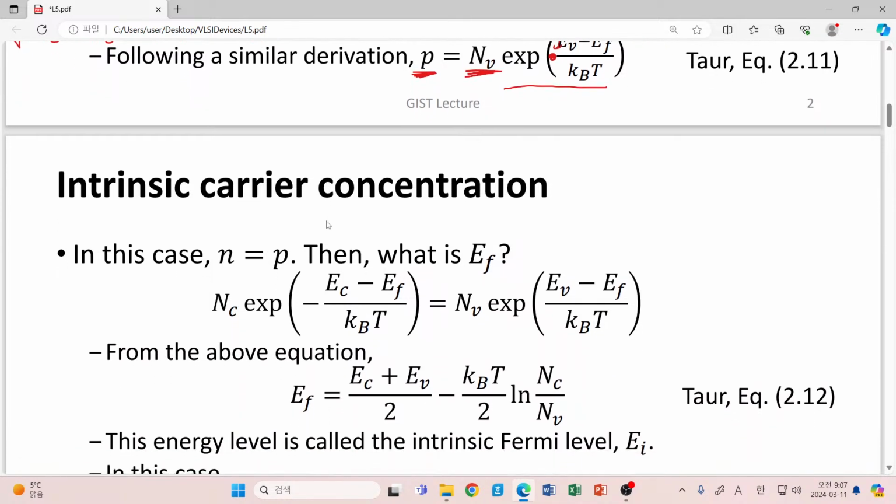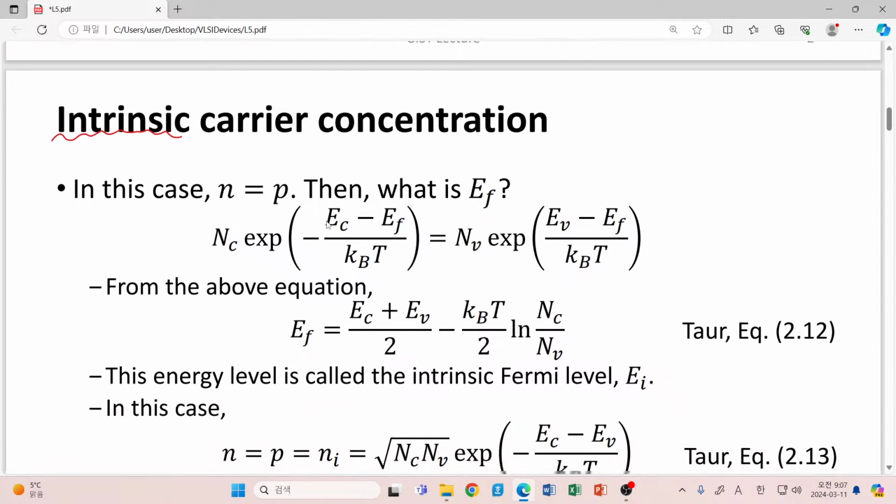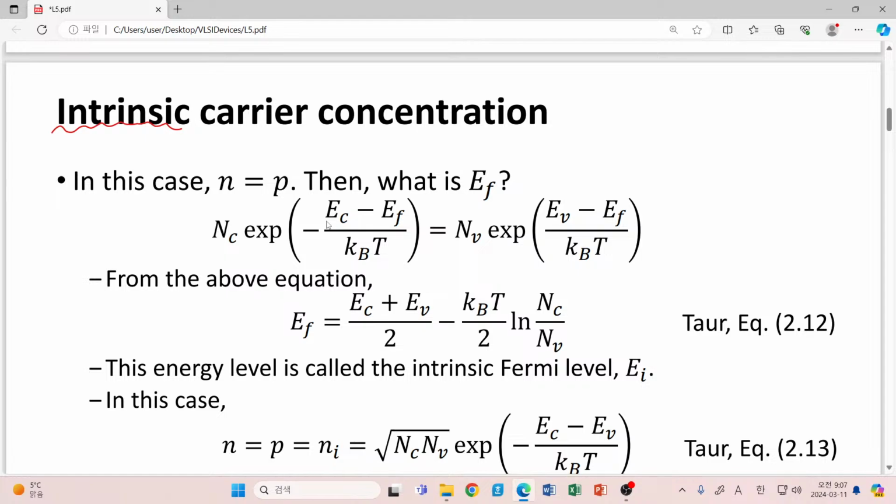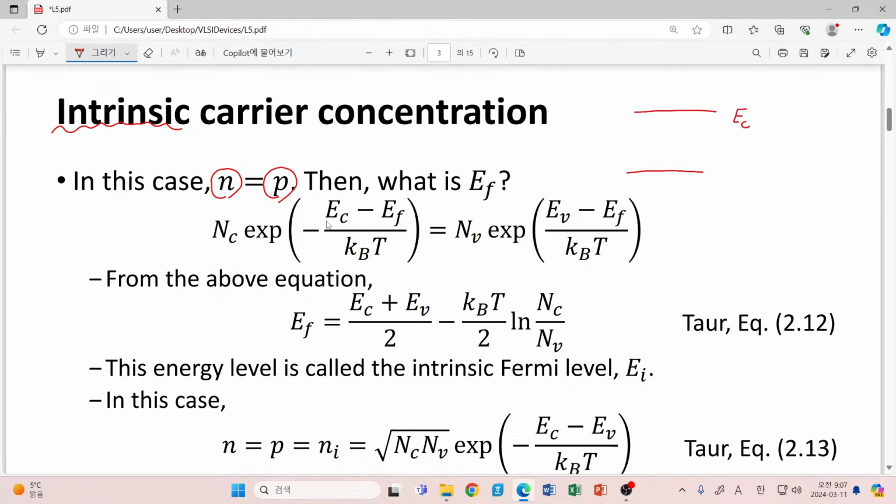And now we introduce intrinsic carrier density. Intrinsic means that we don't introduce any kind of impurities in it. So a perfect, really perfect silicon crystal. In this case, we have the same number of electrons and holes in the conduction band and valence band respectively. It is because here we have EC and EV, and there is no other way to provide conduction band electrons in this case.